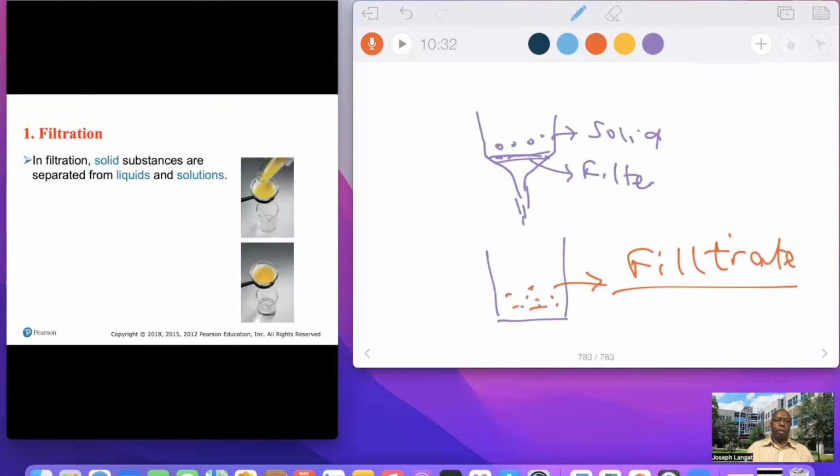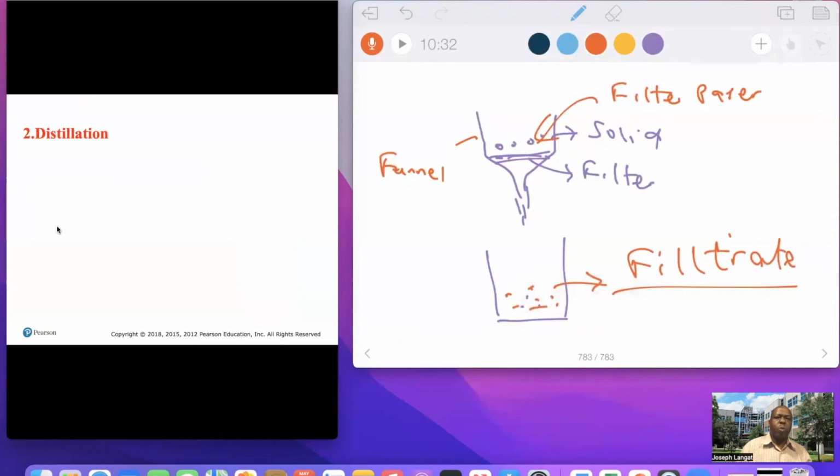This is an example of a filtration apparatus. There is the ring, hooked up to some ring stand. There is the funnel. We call this a funnel. And then there is the filter paper. Filter paper just acts as a sieve, all right? Liquid substances will go through. We call this the filtrate, get to know the term, and the solid will remain on the filter paper. This is the filtration apparatus. You can check on YouTube more about filtration.